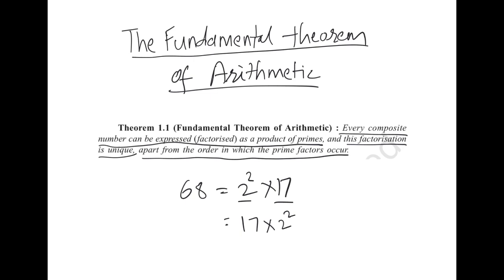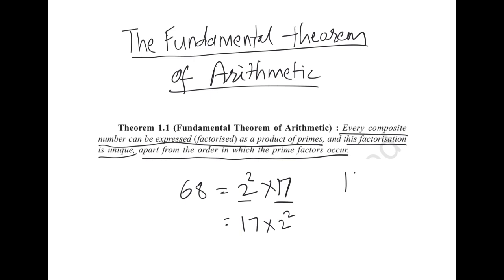It has to be 2 raised to 2 into 17, or 17 into 2 raised to 2. So basically, the fundamental building block of 68 is 17 and 2, these two prime numbers. And this is true for all numbers. You can break down any number and finally you will get a series of primes. And that is the unique combination. So 68 has 17 and 2.